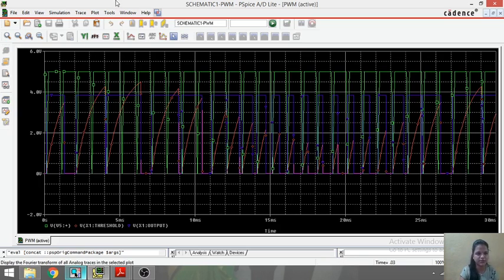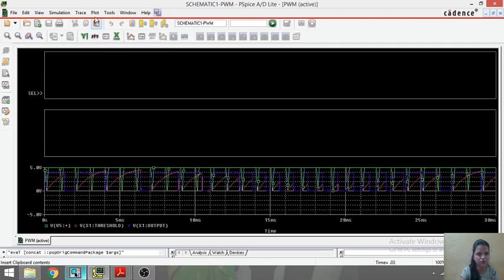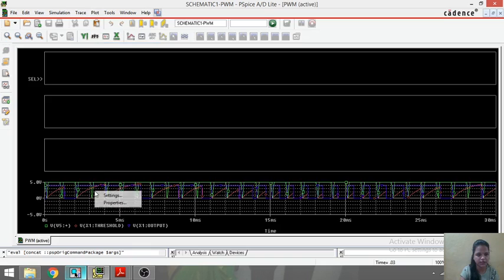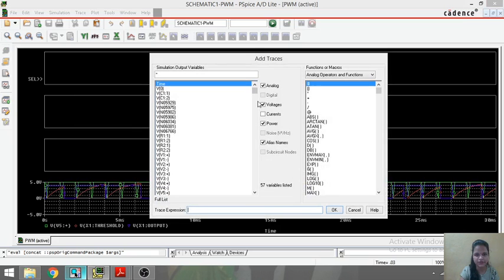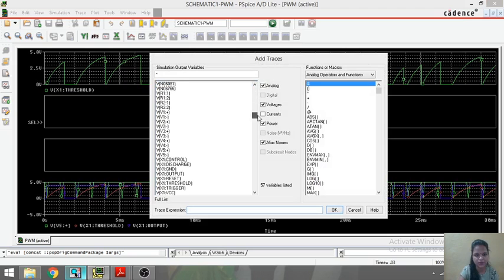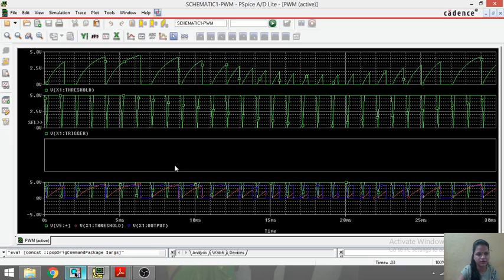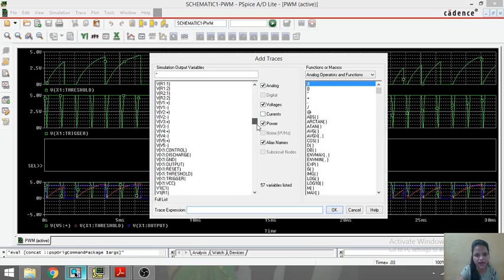So for simplicity we can add a plot window to see the different waveforms in a different plot. So let us here add trace and add the trigger pulse. First we will add the red one, that is the threshold. So next we add the trigger pulse. Here is the trigger. So next we are adding the output waveform, add trace and go to here and select the output pin. Here is the output.